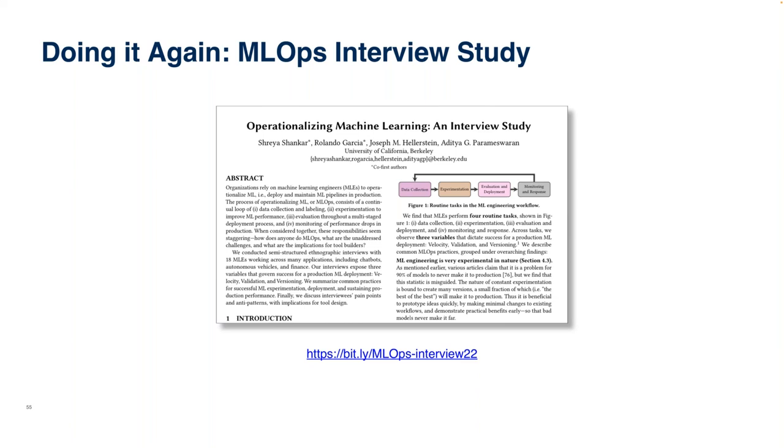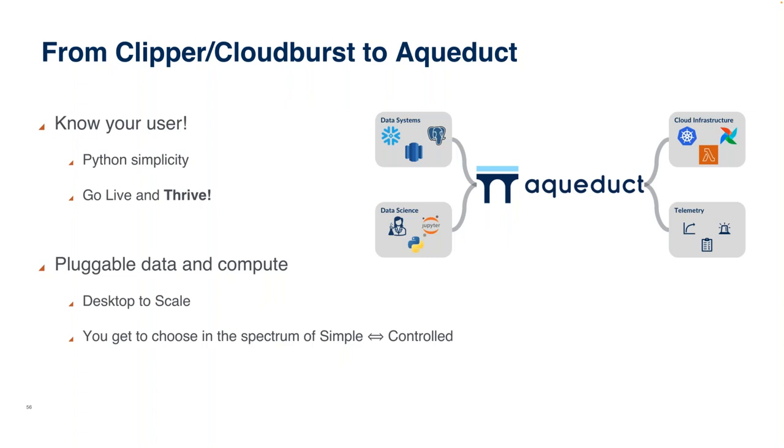And so as we took this stuff and started to build Aqueduct, which is the open source product that is supported by the Aqueduct company, some of the lessons were go know the user. And what we learned from that is, first of all, it's got to be super simple in Python. And second of all, not only go live is important, but thrive is important. So keeping the cycle flowing is key to the user experience and key to the value of the product. Things like telemetry, super important in this environment. And then the other thing we learned is that people don't want to use Cloudburst. They never heard of it. They want to use their favorite deployment environments.